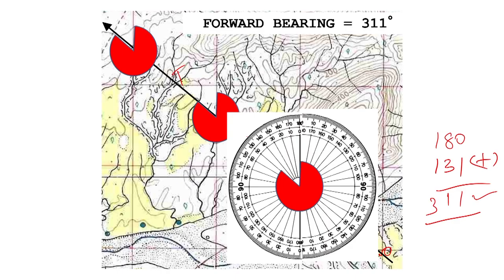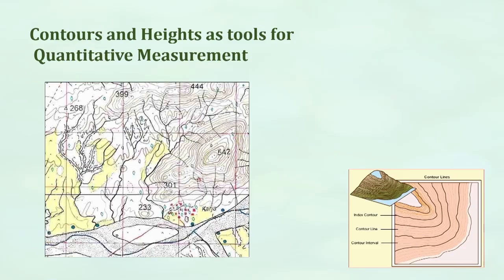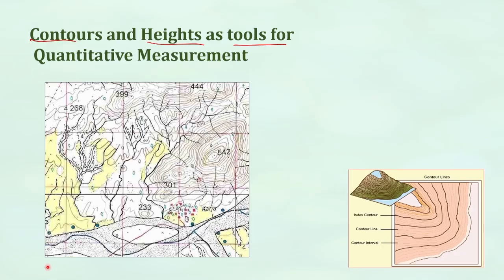Exactly, if we want to say, it is 311 degree. The last concept for this session is contours and heights as a tool for quantitative measurement. In topographic sheets, in the previous session we discussed that contour lines show the elevation. Not only the contour lines, there are spot heights, relative heights, and benchmarks, they all show the height of a particular place in a topographic sheet, from average mean sea level.